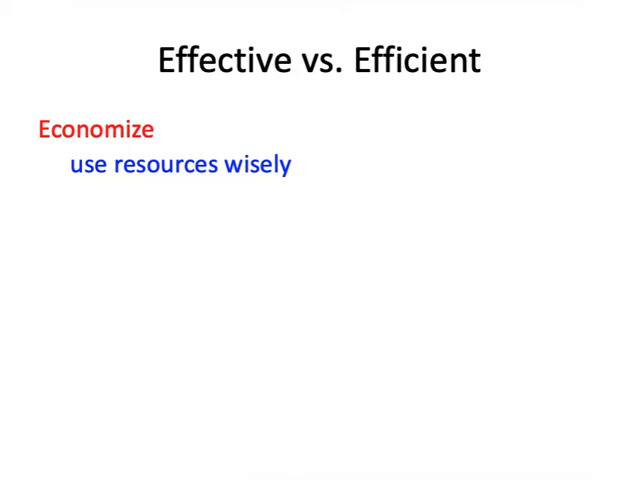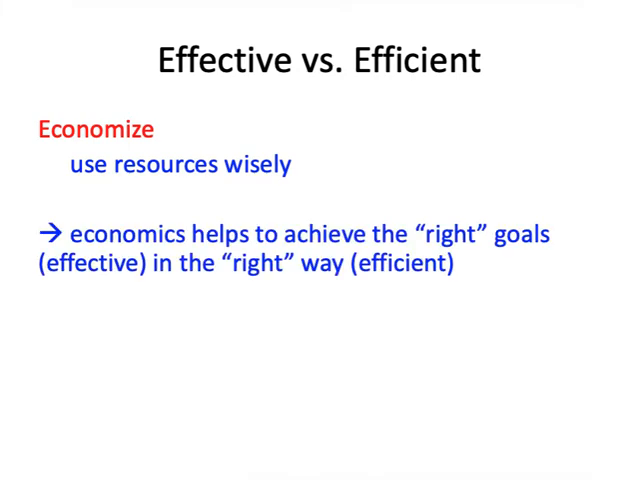So are we using our resources as wisely as we can? So we always want to economize, right? And so economics helps us to achieve the quote-unquote right goals, to be effective, in the right way, to be efficient. And so I would ask you, what do I mean, or why am I putting quotation marks around right? Right, that decision to choose what you want to accomplish versus how you want to accomplish it.